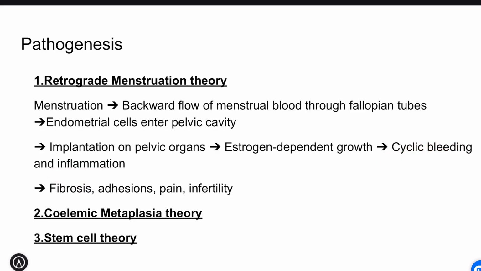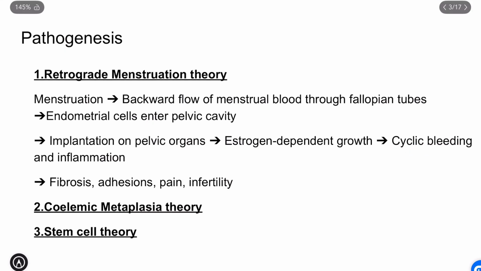Although these endometrial cells are not present in the uterus but somewhere else, they will bleed at the same time of menstruation for the same period. That's why it's called cyclic bleeding. It also causes fibrosis, adhesion, pain and infertility. There are also two more theories, the coelomic metaplasia theory and the stem cell theory.